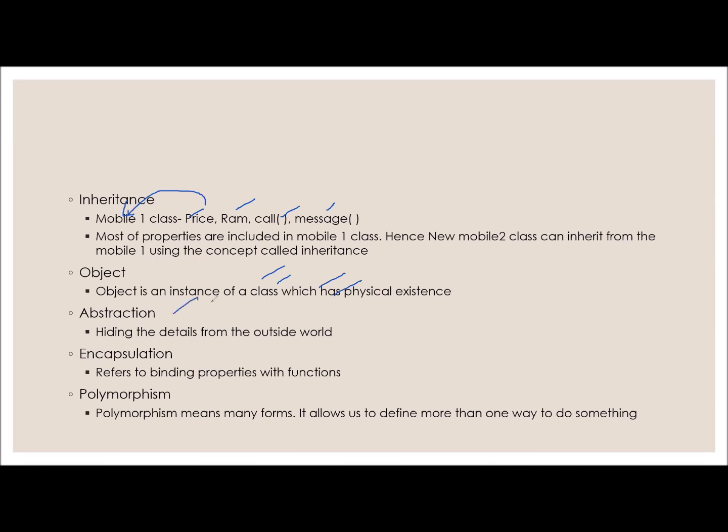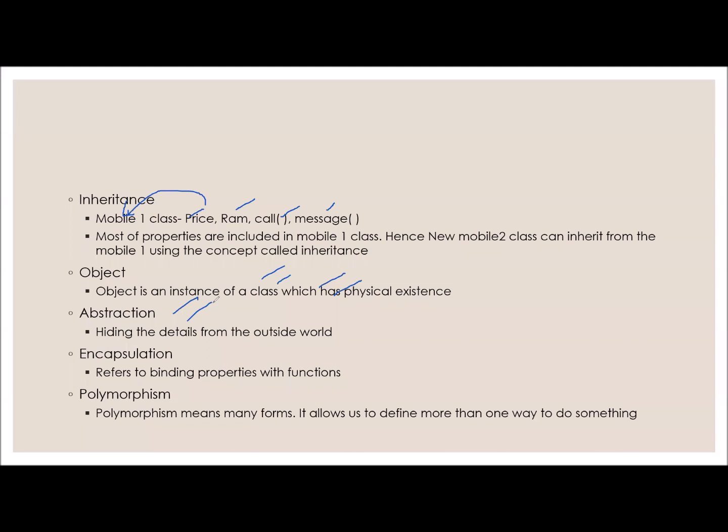Next we are discussing abstraction. Abstraction means we can hide some details from the outside world. When we don't want to display something, we hide some details. Again we take the mobile example. Inside the mobile, we do not know what is there, what they used, which processor, Snapdragon processor or whatever they are using, maybe we do not know. Those come under abstraction. And encapsulation refers to binding some properties with the functions.